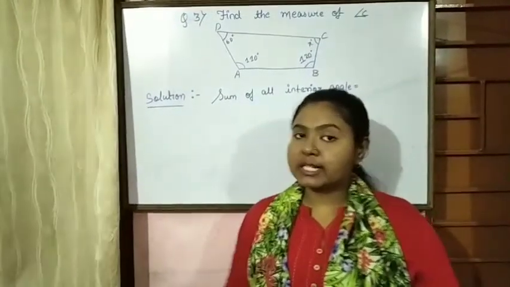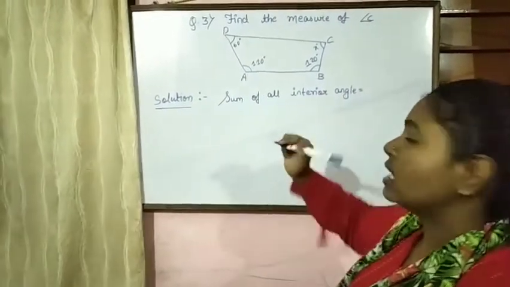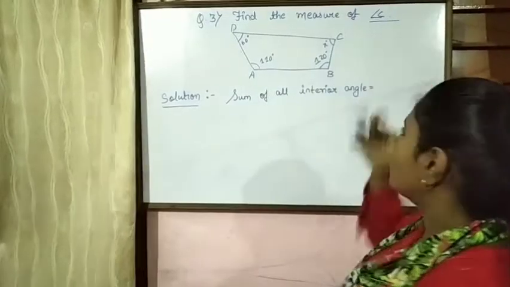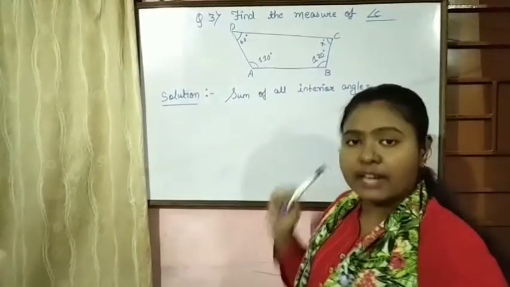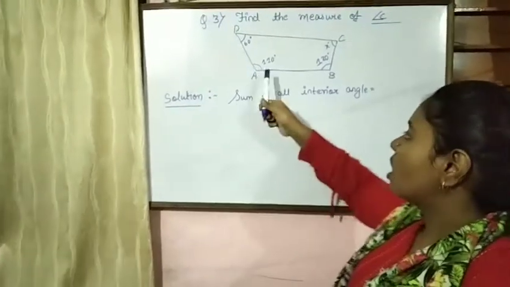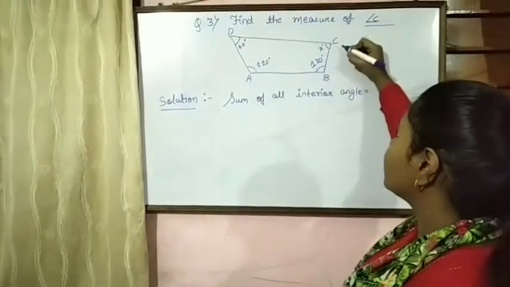Now students, let us do another sum. In this question students, we have to find the measure of angle C. Students, you all know this is a polygon. Now students, it is an irregular polygon. Students, we have angle A, B, C and D. We have to find angle C.